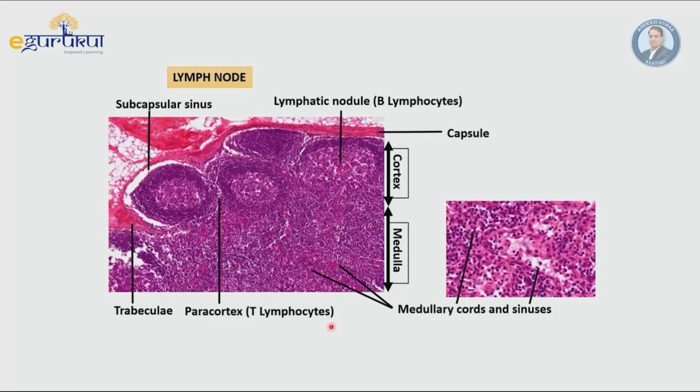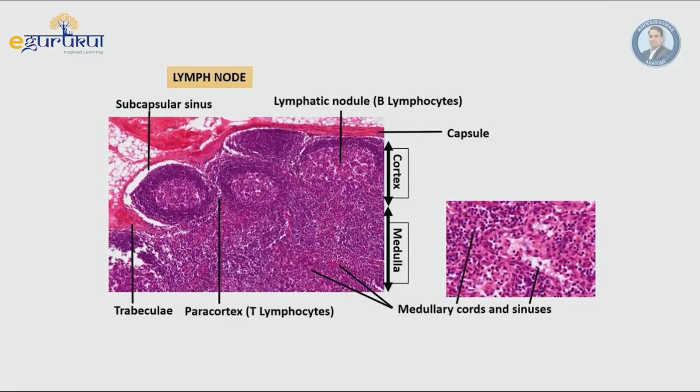You can appreciate the paracortical region, where the T lymphocytes are present, and then in the middle part we have the medullary cords and sinuses. We do not have lymphatic nodules in this part. We only have the medullary cords and sinuses, where the medullary cords contain the mature B lymphocytes, or you can simply say plasma cells are present in the medullary cords.